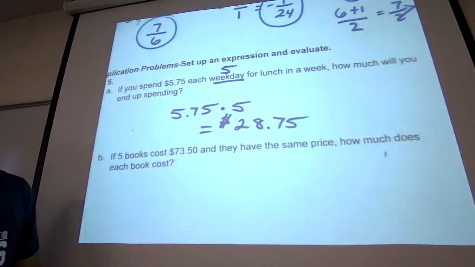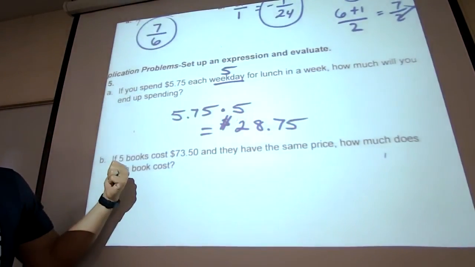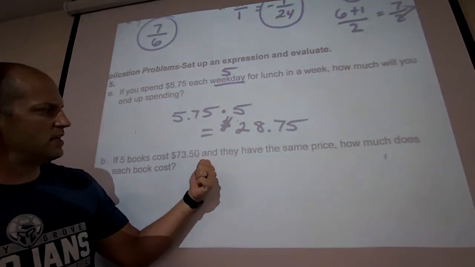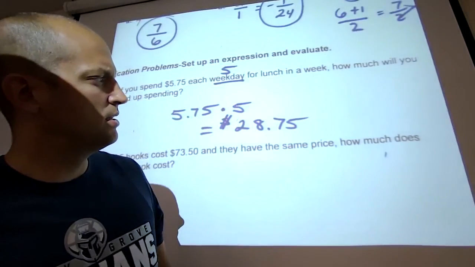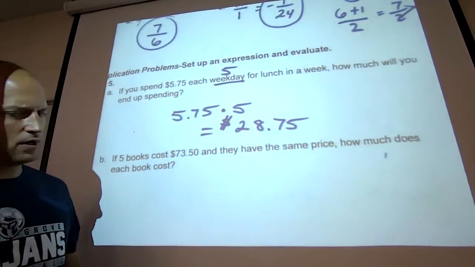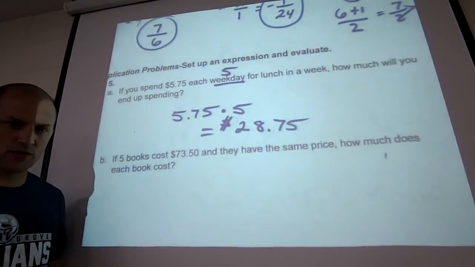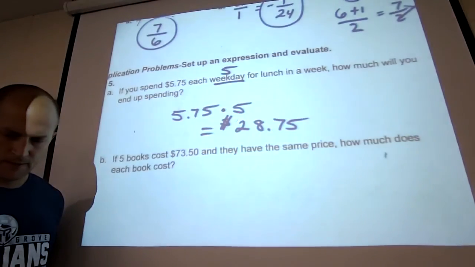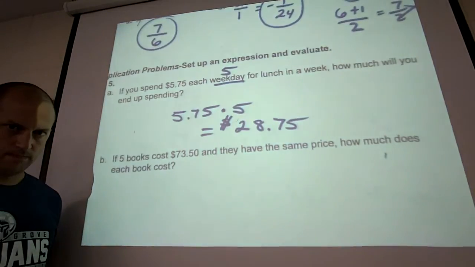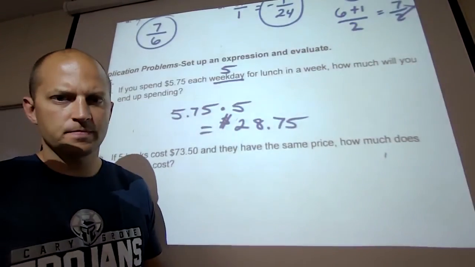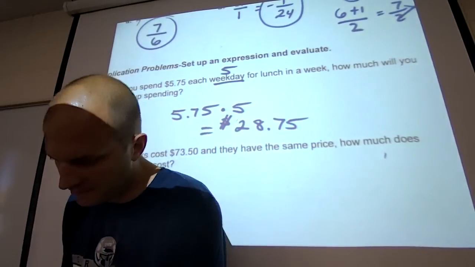We're okay. Last one. 5 books cost $73.50, and they have the same price. How much does each book cost? Any ideas on how to figure out what the cost of each book is? Any ideas? Divide by 5. Very good.